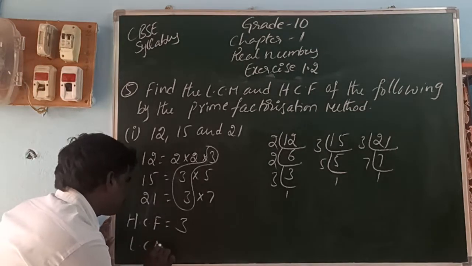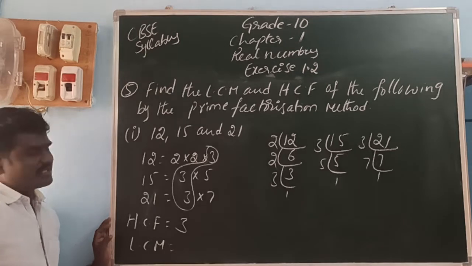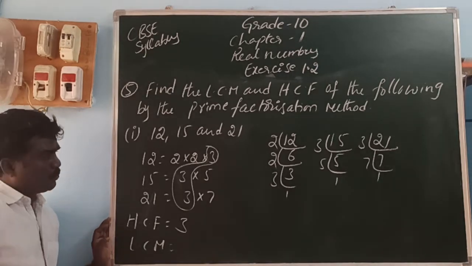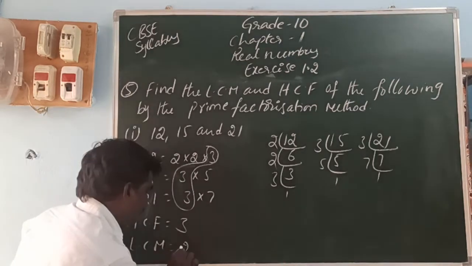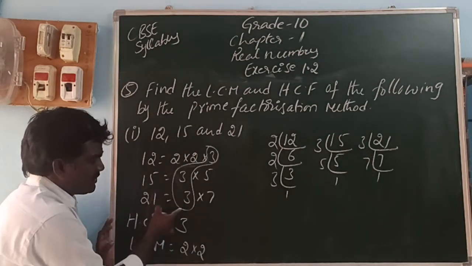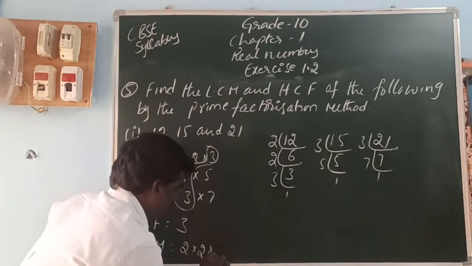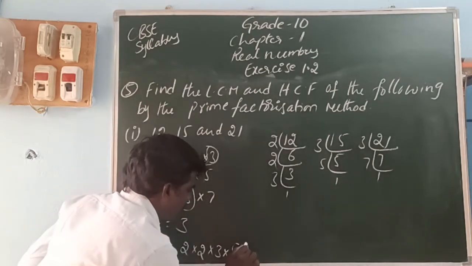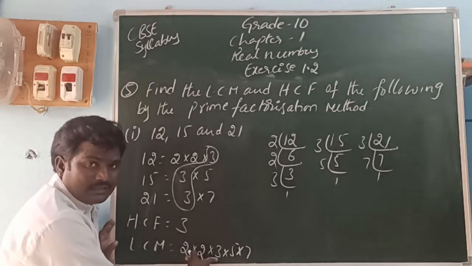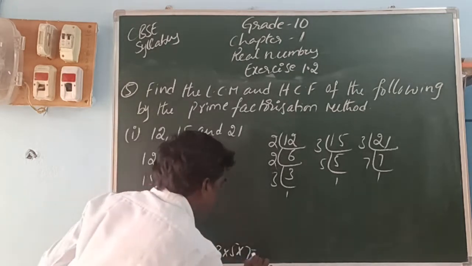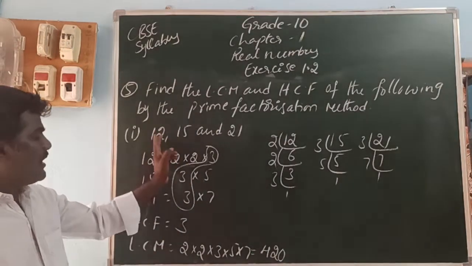Next, LCM means what? The product of the highest multiple of all prime factors. Here how many prime factors are there? 2, 3, 5, 7. 2 appears how many times? 2 times. Next 3, here 1 time, 1 time, 1 time. Into 3. Next 5. Next 7. 2 twos are 4, 4 threes are 12, 12 fives are 60, 60 sevens are 420. So 420 is the LCM of 12, 15, 21.